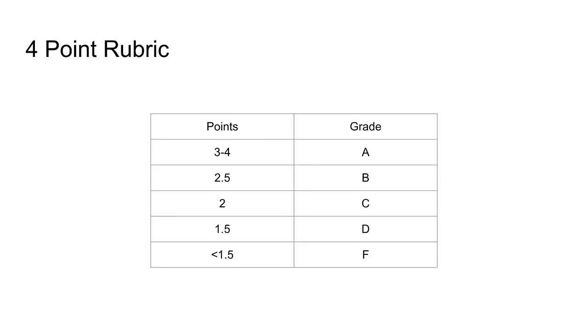The letter grades that match these levels are a 3 to 4 is an A, a 2.5 is a B, a 2 is a C, a 1.5 is a D, and anything below a 1.5 is an F.